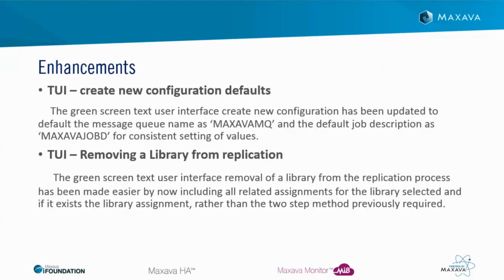An additional enhancement to the text user interface: when removing a library from replication. In the past, this was a two-step method where the assignments were removed and then the library definition was removed. Now, as part of the enhancements, when you remove a library from the display, both the assignments and the library definition are removed in one process.